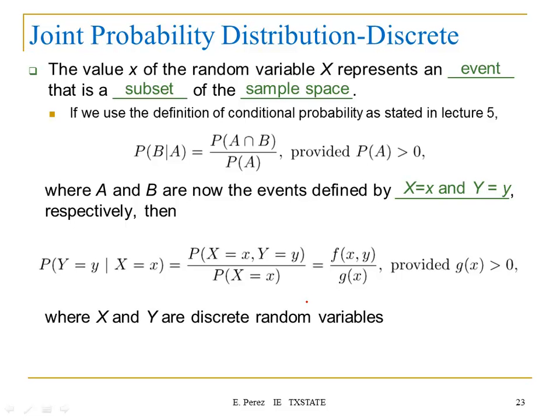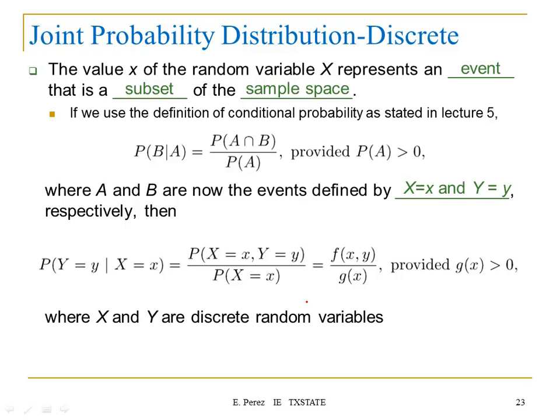Our A and B are now the events defined by the probability of x being equal to a particular value. Referring to the example of the box and the number of times that you need to repeat the city, x could be equal to the number of bars, so that could be 2, and y, the number of times that you need to repeat the name of the city, that could be 1. So you want to know the probability of those two events, given that you know the probability of one of them.